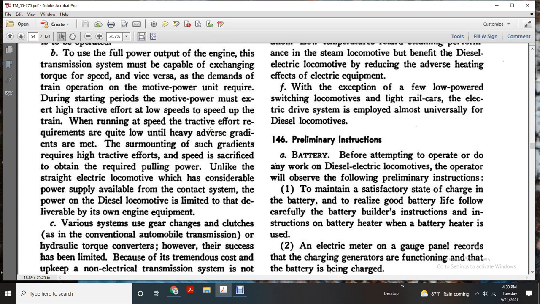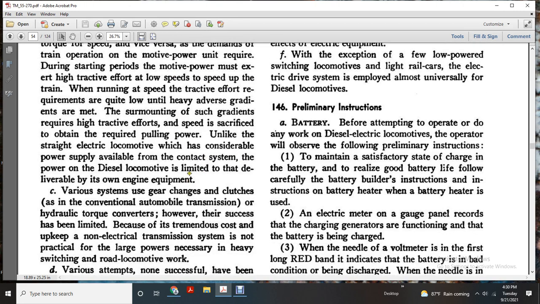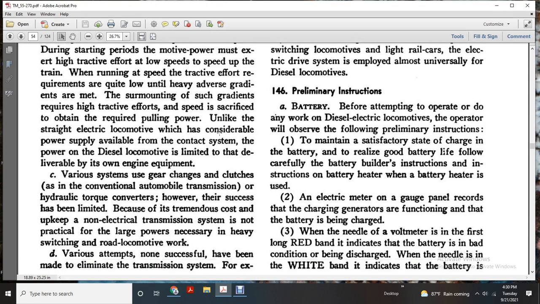Before attempting any of the work on the diesel electric locomotive, the operator will observe the following preliminary instructions. One: maintain a satisfactory state of charge of the battery to realize good battery life. Follow the battery builder's instructions carefully, and instruct from the battery heater if it is used. Two: use the electric meter on the gauge panel to record the changing generator fluctuation when the battery is being charged.